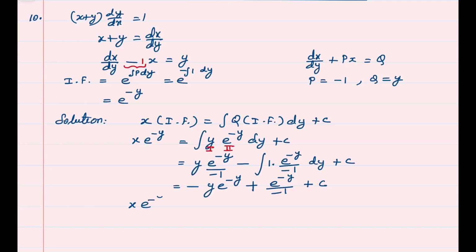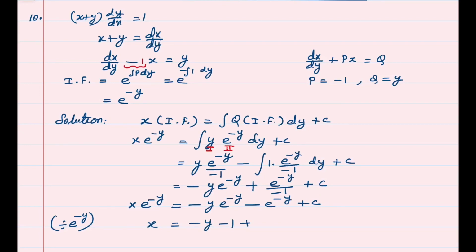X e power minus y is equal to minus y e power minus y minus e power minus y plus c. We will divide throughout by e power minus y. The equation becomes x is equal to minus y minus 1 plus c divided by e power minus y. Therefore, the solution is x plus y plus 1 equal to c times e power plus y.